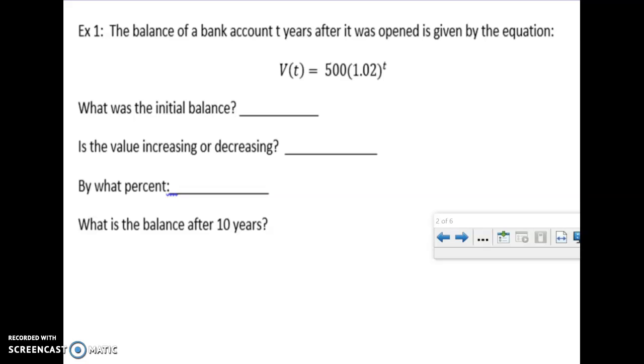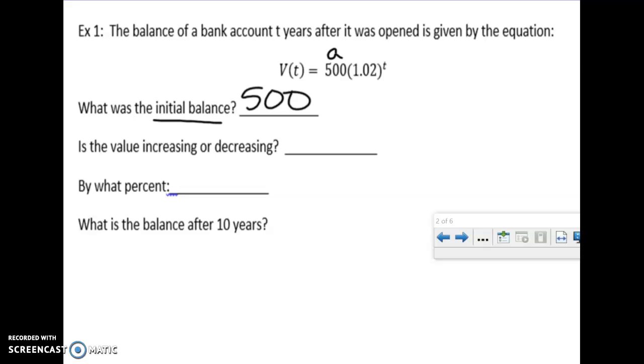Let's take a look at a couple of exponential equations that have already been written for us and see if we can come up with the goods. We have a bank account that has T years. The balance of it, that is, after T years it was opened, given by the equation below. And we want to find the initial balance. Again, the initial value is that A term. So the number that comes first, we started with $500 in that bank account.